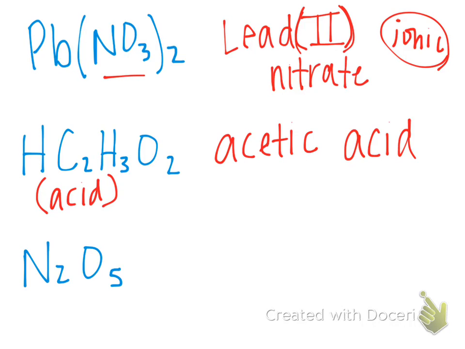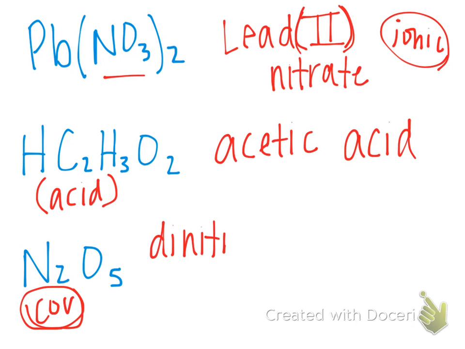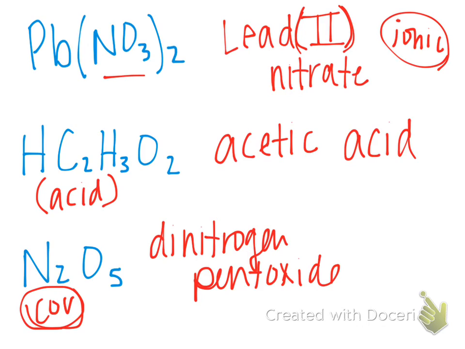Last one, ionic, covalent, or acid? Covalent. Okay, Sam, what'd you have? Dinitrogen pentoxide. Raise your hand if you agree. Perfect. Good job. How many of you went 3 for 3? Good. All right, good.